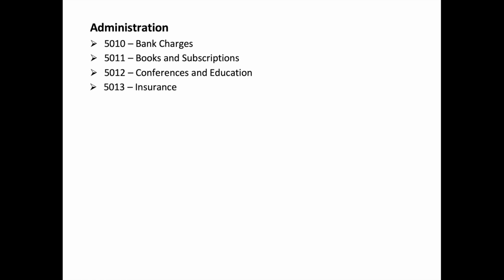Bank charges are fees the bank charges you to have a business checking account. Examples of books and subscription costs are a book on growing organic olives or a subscription to the magazine Organic Farming. Conferences and education is for money you spend on, for example, a class on irrigation or a conference on financing.